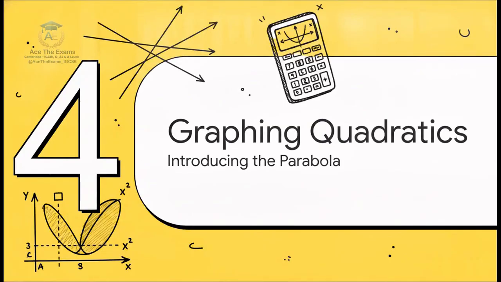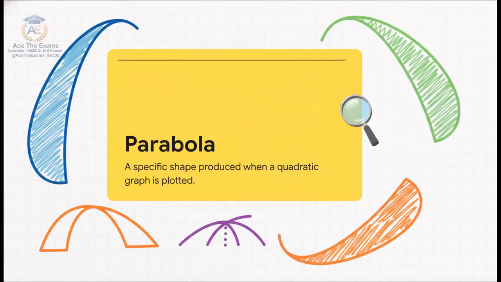Section 4. Graphing quadratic equations. Introducing the parabola. Now that we've totally mastered straight lines, let's step up the difficulty. As we saw briefly earlier, when you graph a quadratic equation where your highest power of x is squared, you do not get a straight line. Instead, you get this really distinct, symmetrical, sweeping U-shape called a parabola. Depending on the numbers, it might open upwards like a smile or downwards like a frown, but it will always have that smooth, parabolic curve.